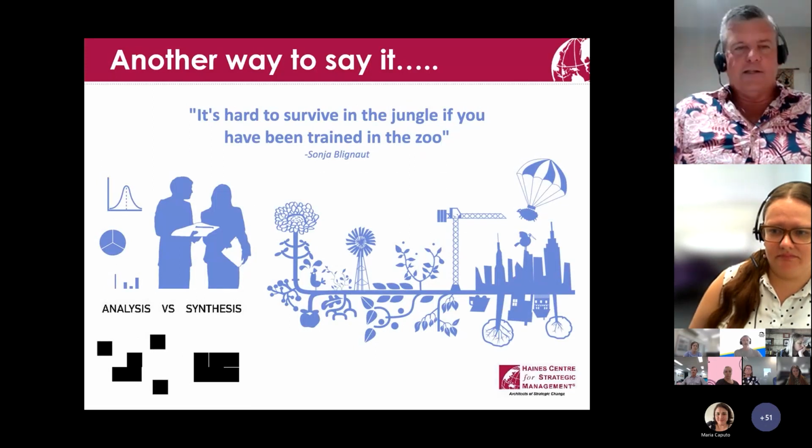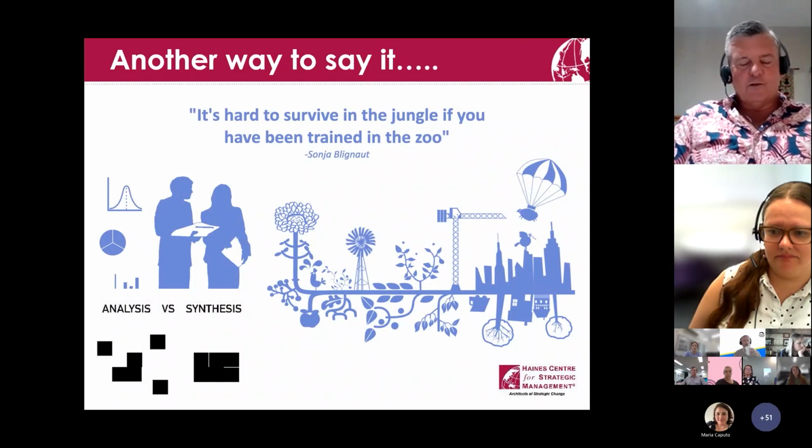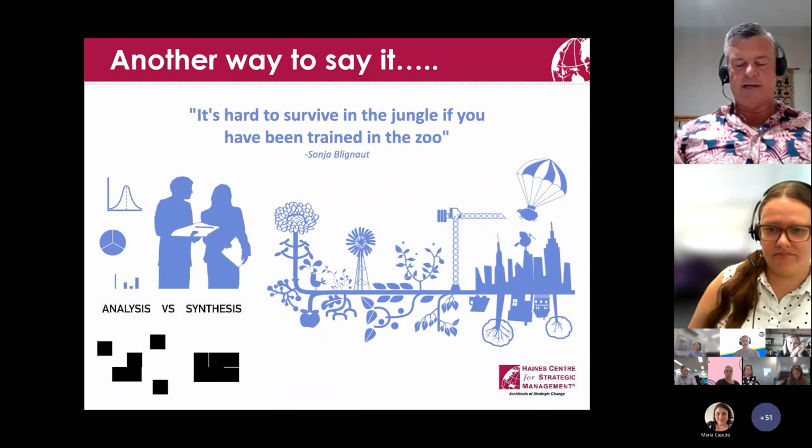So another way to say what Steve said, it's harder to survive in the jungle if you've been trained in the zoo. And today we'll be contrasting two types of thinking: analysis, which helps us understand how stuff works, and synthesis, which helps us understand why stuff works. We've been taught analysis in our education systems, and it's about taking something apart to understand the properties and behaviours of that part taken separately. It's the foundation of scientific progress.